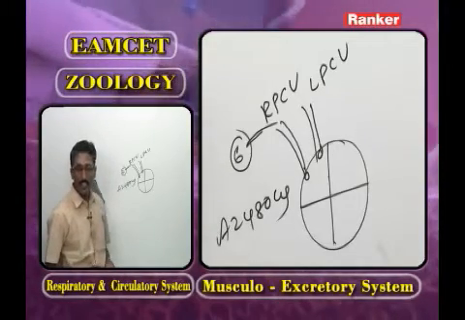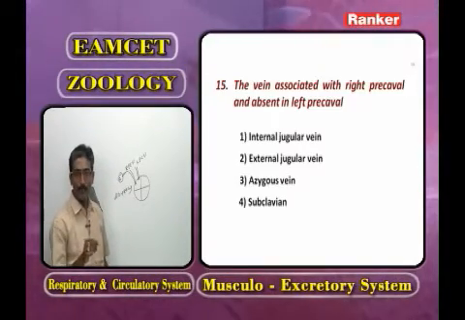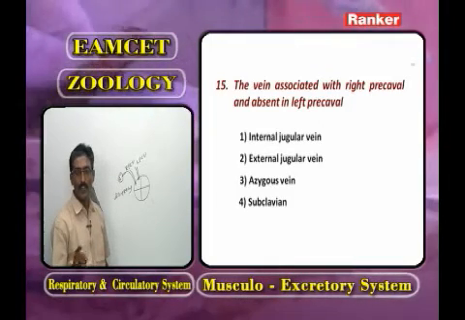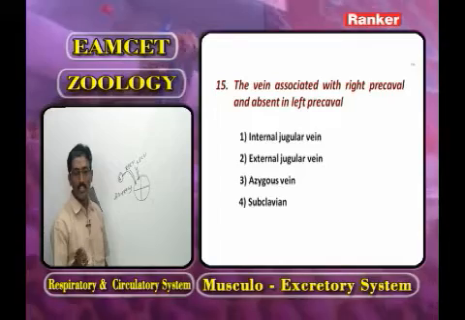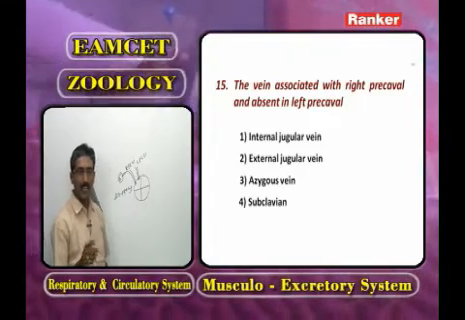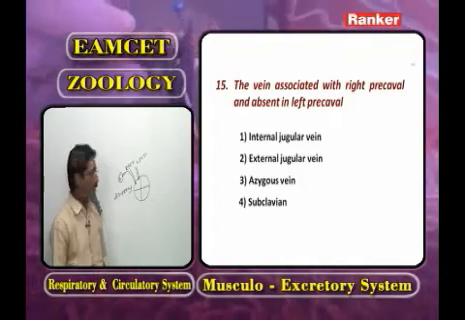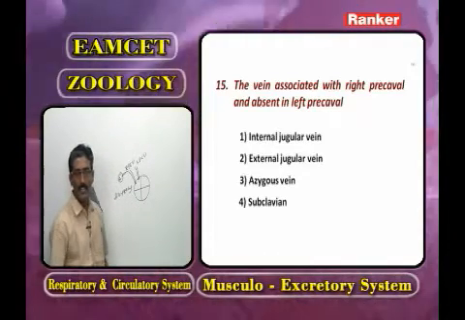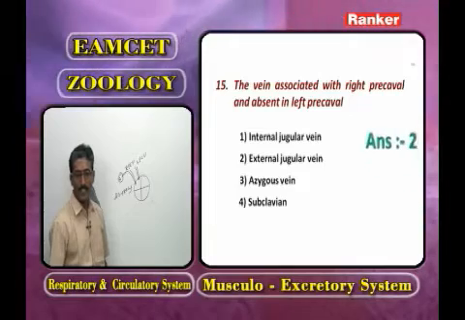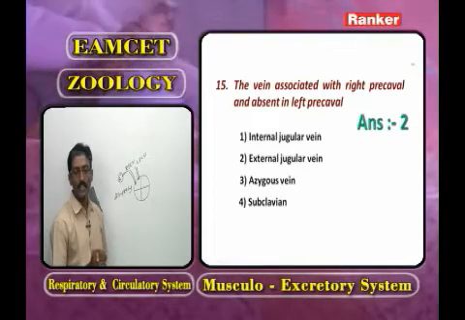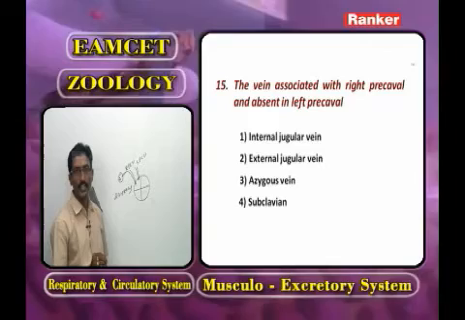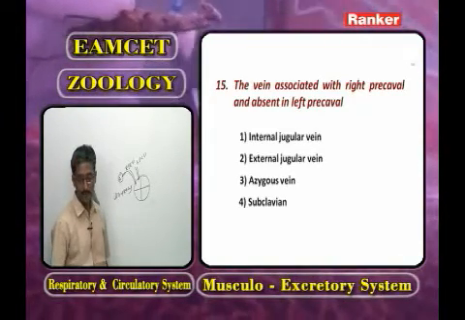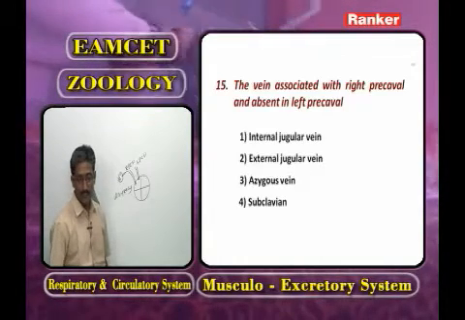Now, the vein associated with the right precaval and absent in the left precaval. Internal jugular vein is present in both, external jugular vein is present in both, subclavian is present in both, azygos is present only on the right side but absent on the left side. The answer is the third one, that is azygos vein. The correct answer is azygos, not external jugular vein. Now we go for the next question.